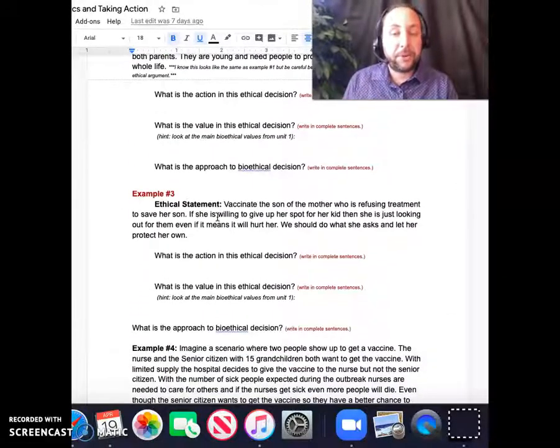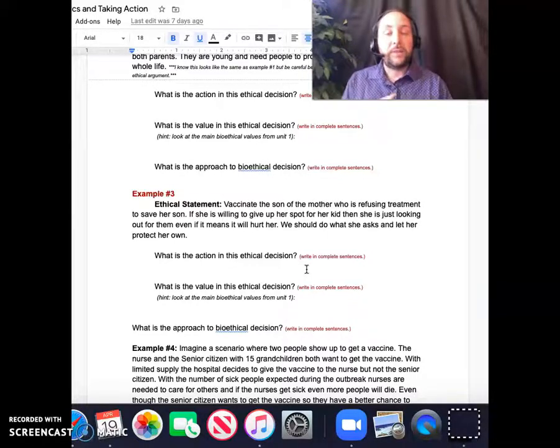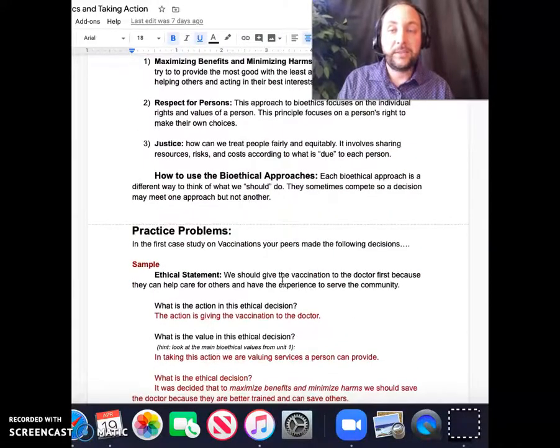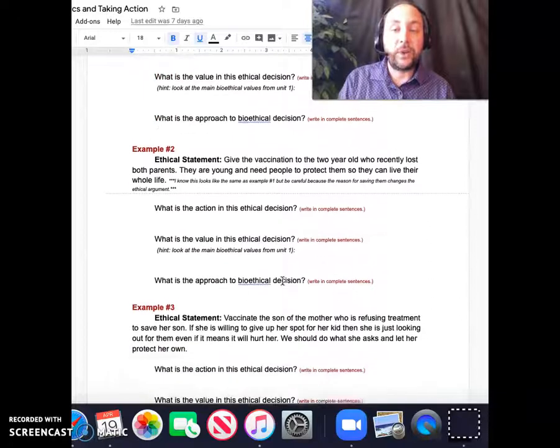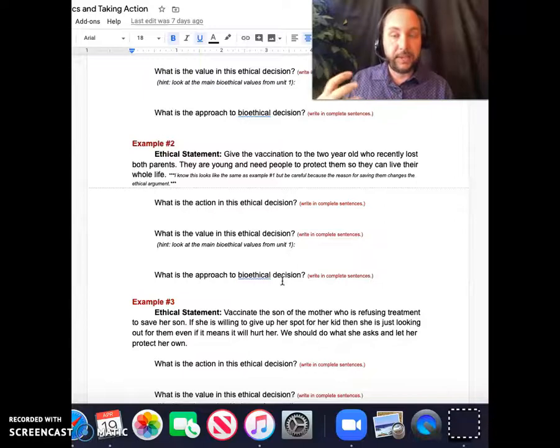Okay. In example number 3, again, we're saving the mother who refused treatment, but you've got to read why. We're giving it to her because if she's willing to give up her spot, then she's just looking out for them, even if it means it will hurt her. We should do what she asks and let her protect her own son, right? So we're doing what she asks. So what's the action? Vaccinate the son of this mother. What's the value? We're valuing respect, right? And autonomy, right? And so we're valuing a person's autonomy, their right to make decisions about what happens to them.